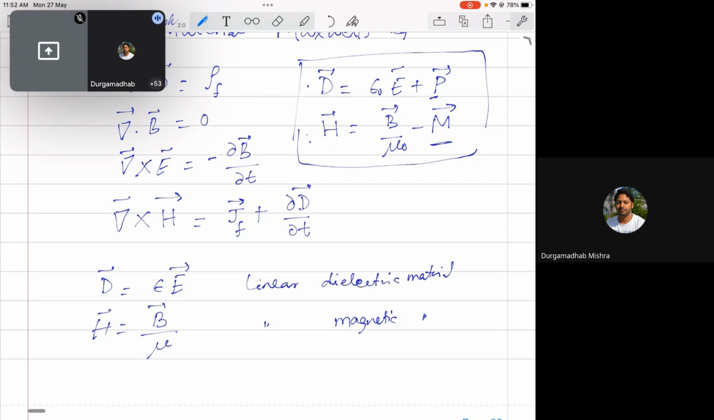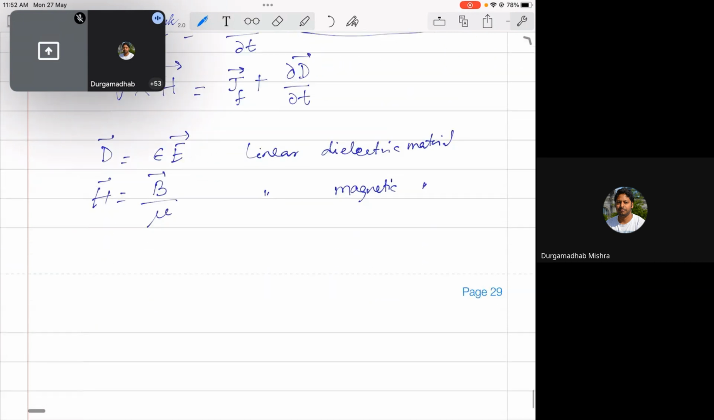Okay, so this is about... one can then also write the corresponding wave equations as well. If I take a source free region, that means a charge free and current free region, in a material, that means rho f is 0 and J f will be 0.